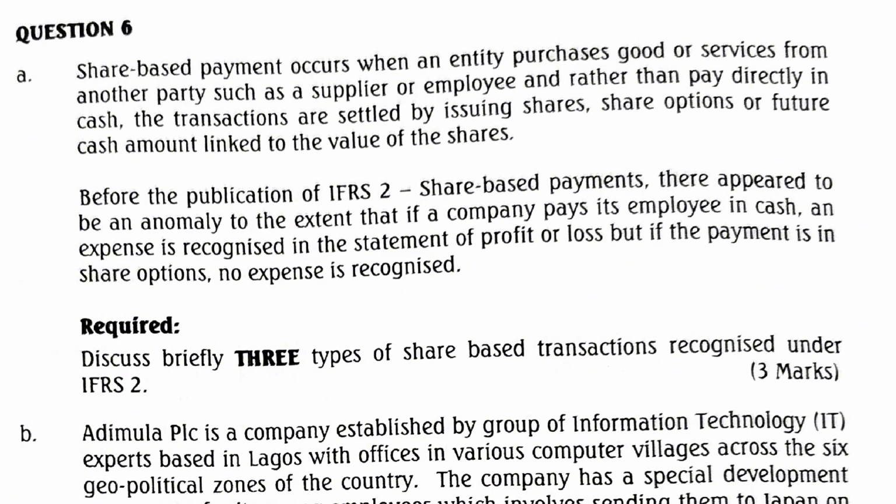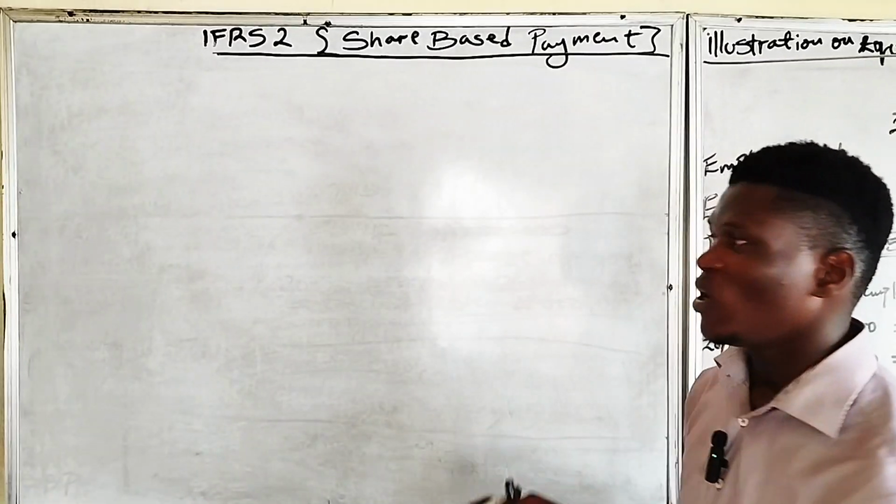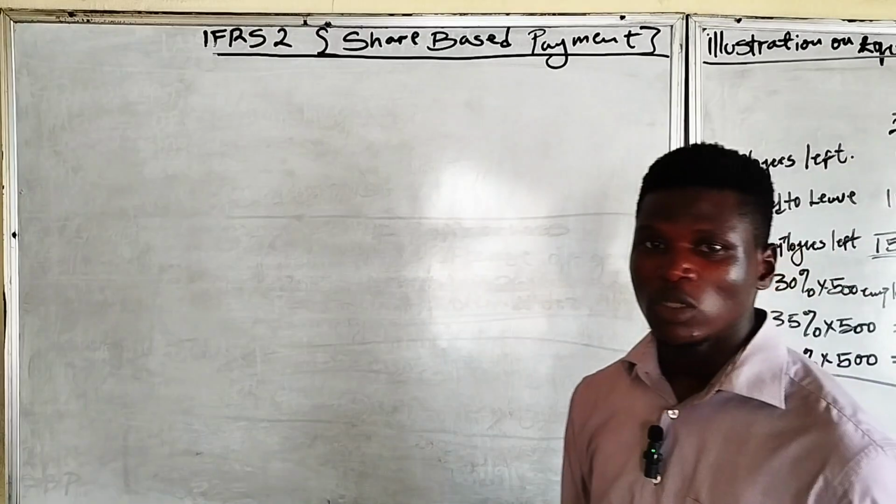Before the publication of IFRS 2 Share-based Payments, there appeared to be an anomaly: if a company pays its employees in cash, an expense is recognized in the statement of profit or loss, but if the payment is in share options, no expense is recognized. You can discuss briefly 3 types of share-based transaction recognized under IFRS 2. Just like we said, we have equity settlement, we have cash settlement, and we have the option to settle either by equity or by cash.